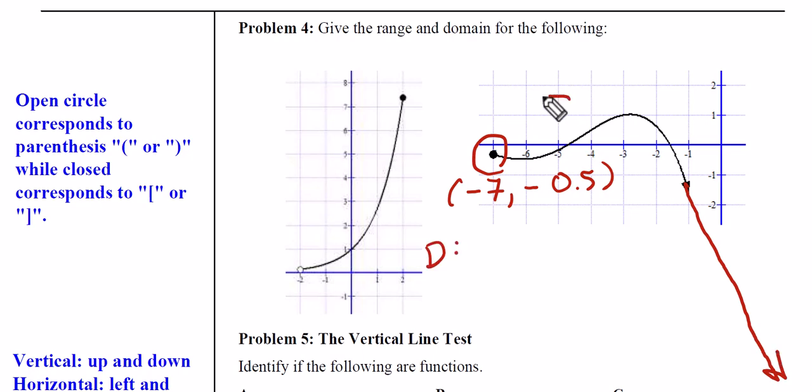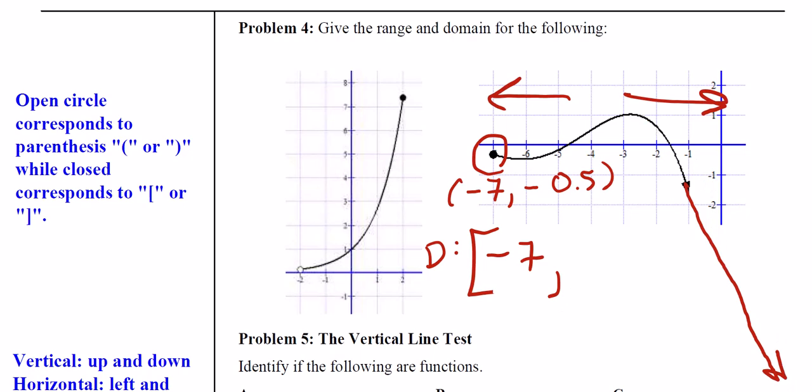Let's start with the domain. The domain is how far left and how far right does it go? Well, how far left does it go? We know it's -7. And this time I'm going to use a bracket because it's a closed circle. I do have stuff in between here and wherever else it goes. But where does it go? Where does it end?